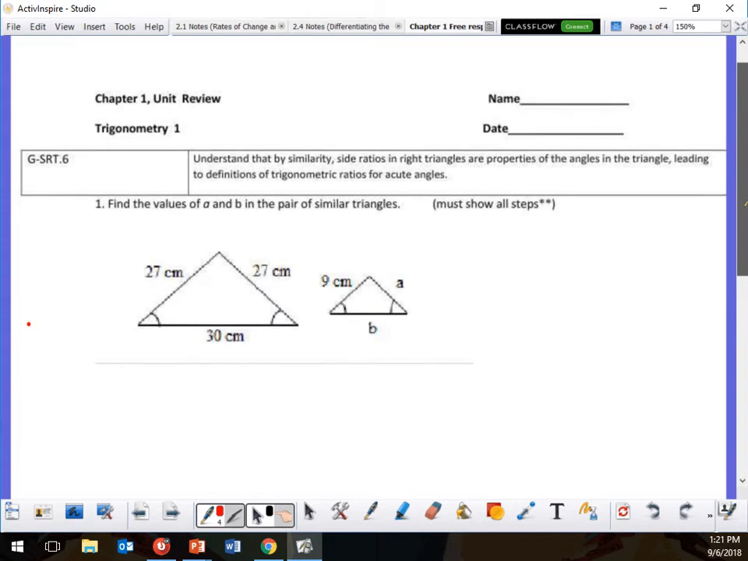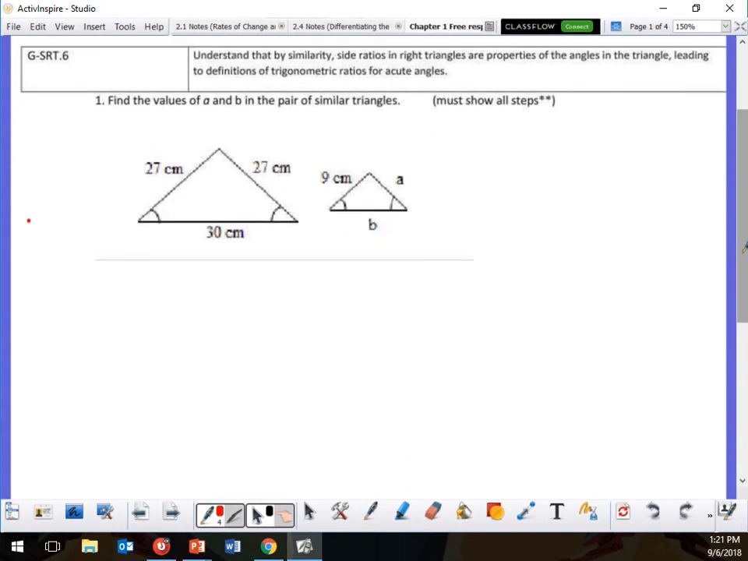So, must show all steps. Find the value of A and B in the pair of similar triangles. Must show all steps.